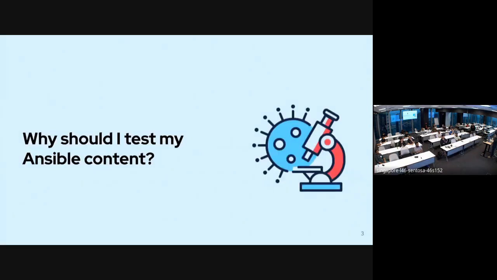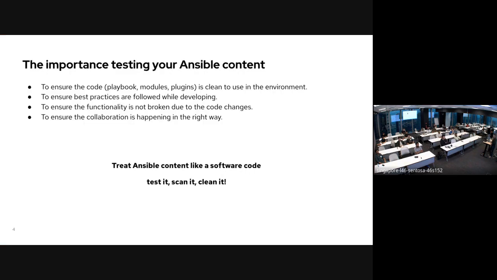Okay. So why we need to test it? Because it's already tested. The developers tested, and everyone tested. So why we need to test it again? Because you have some standard in your organization, right? So these are the major points here. We have to ensure the code, be it the playbook, the modules, the plugins or anything inside your collection, should be clean to use in your environment. You have to ensure there is nothing wrong with that. So it's not just the syntax or just the operation we are doing.